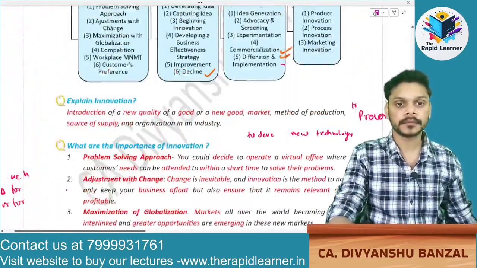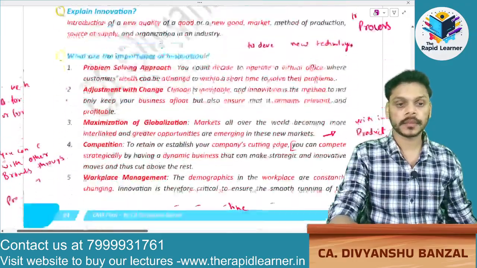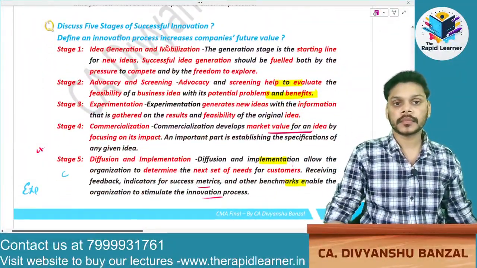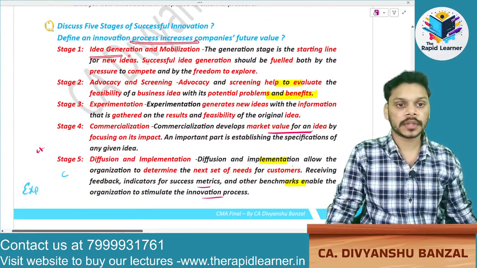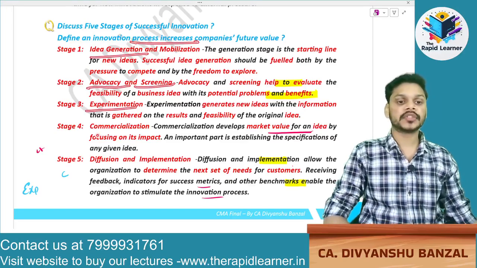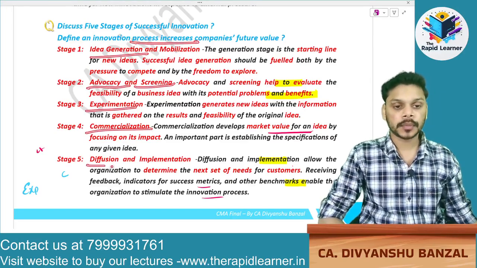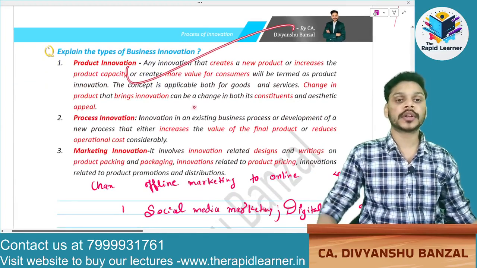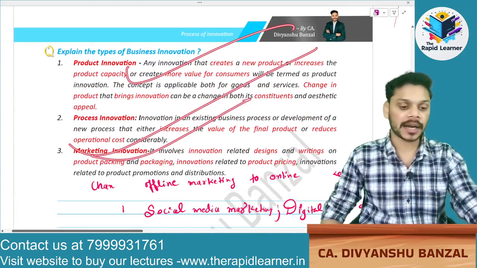Simple. Now third question, innovation process. Generating idea, second one is advocacy and screening, third one is experimentation, fourth one is commercialization, fifth one is diffusion and implementation. Types of business innovation: product innovation, process innovation, and marketing innovation.